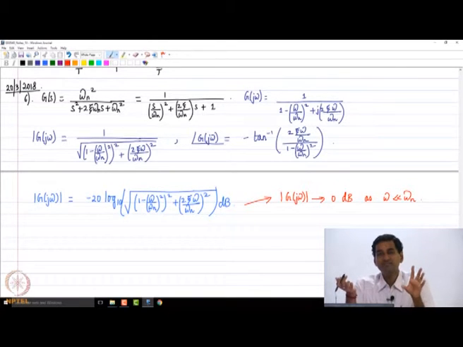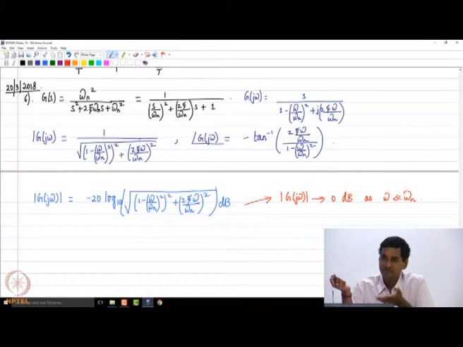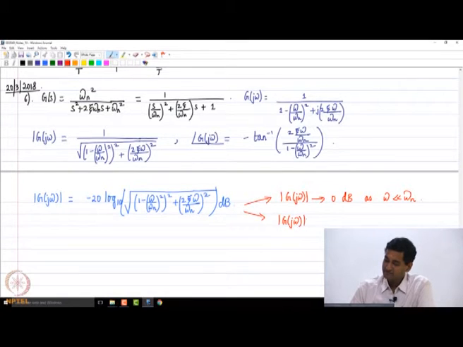When the frequency of interest becomes much less than omega n, which is the natural frequency of the system, omega by omega n becomes very small. Obviously, omega by omega n whole squared also will be pretty small, right. So, in the square root term I will effectively end up with 1. I am essentially going to take log of 1, so I will get 0 decibels. That is what happens when omega is much lower than omega n. And what is going to happen when omega is much greater than omega n?